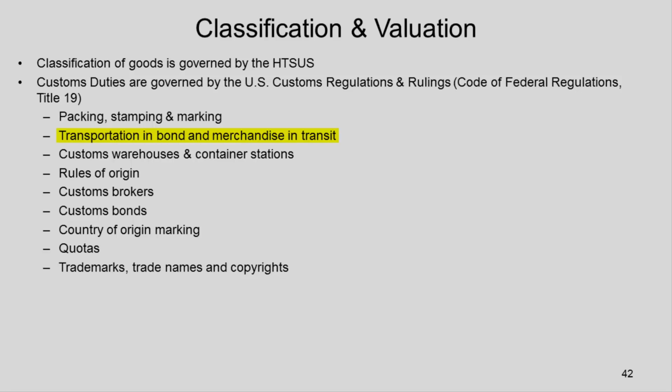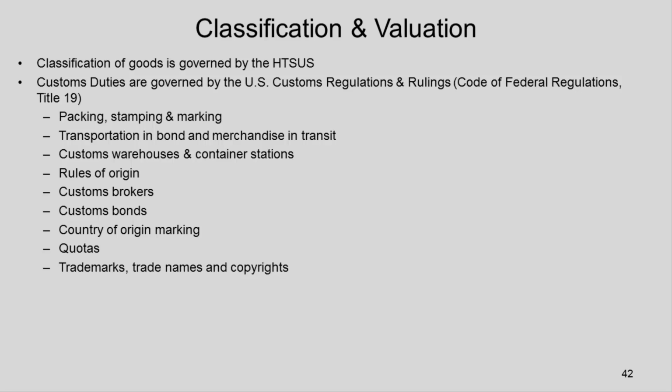Those are in bond or merchandise in transit shipments. A big part of the global supply chain, not just in the U.S., is the in transit or in bond movement of goods. All the rules on that are there. The use of customs warehouse and container stations where goods go to be inspected should they need an inspection. Country of origin rules, all found in Title 19. Why is country of origin so important? Because that will determine the duty rate that we're paying.